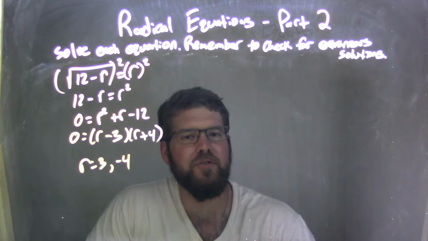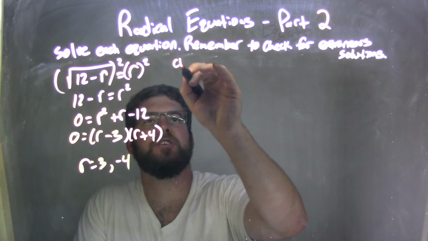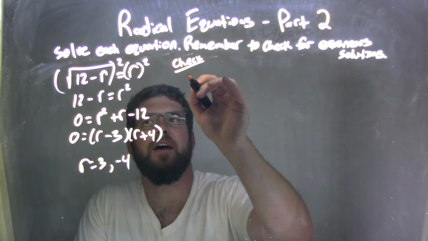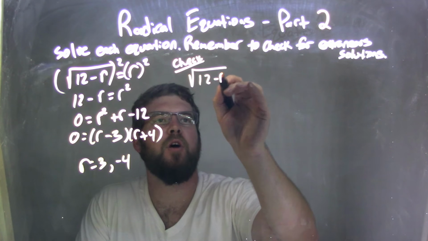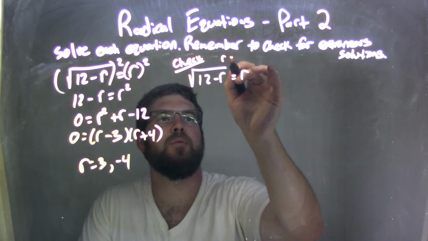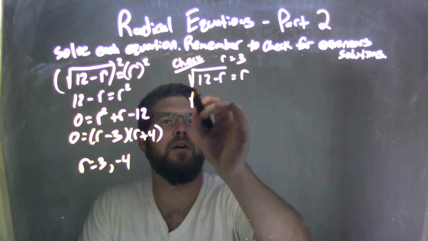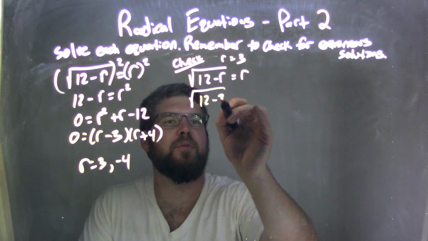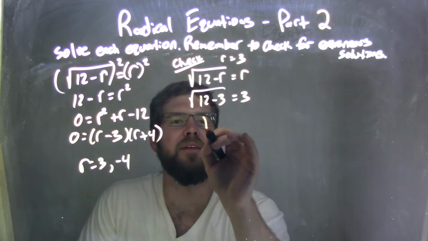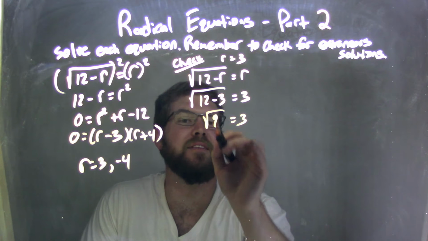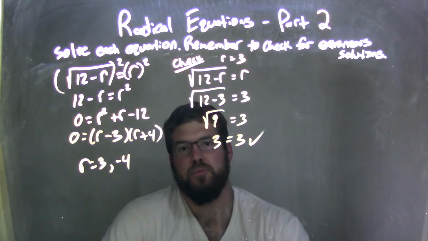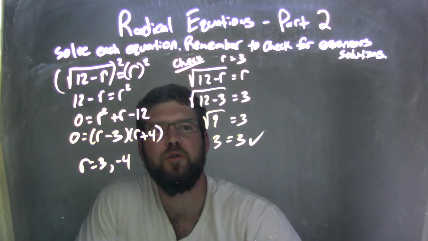So we have two solutions, we need to check both of them. So let's do our check here. We have square root of 12 minus r equals r. Let's plug in the first one, r equals 3. So plug in 3 for r, so square root of 12 minus 3 equals 3. Is that true? Well, 12 minus 3 is 9. So square root of 9 equals 3, and square root of 9 is 3, so 3 does equal 3, and we're good. 3 works. So let's go try negative 4.